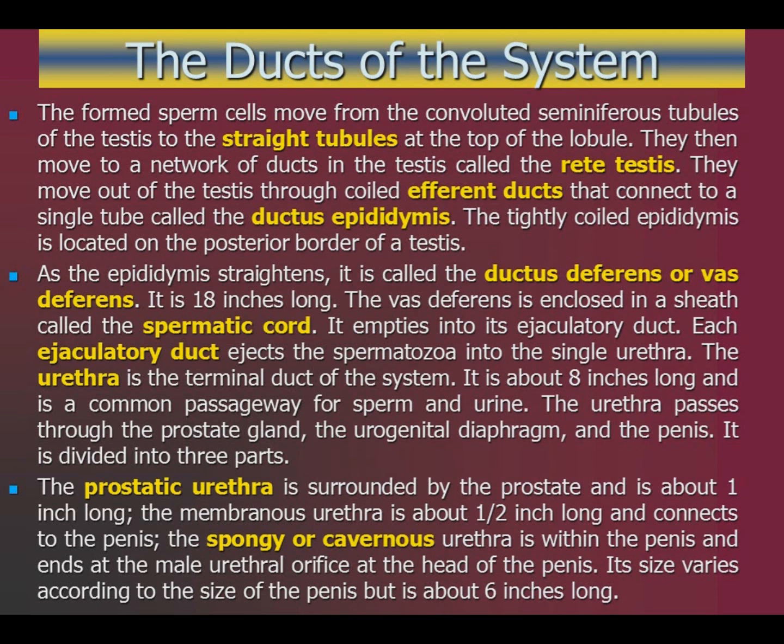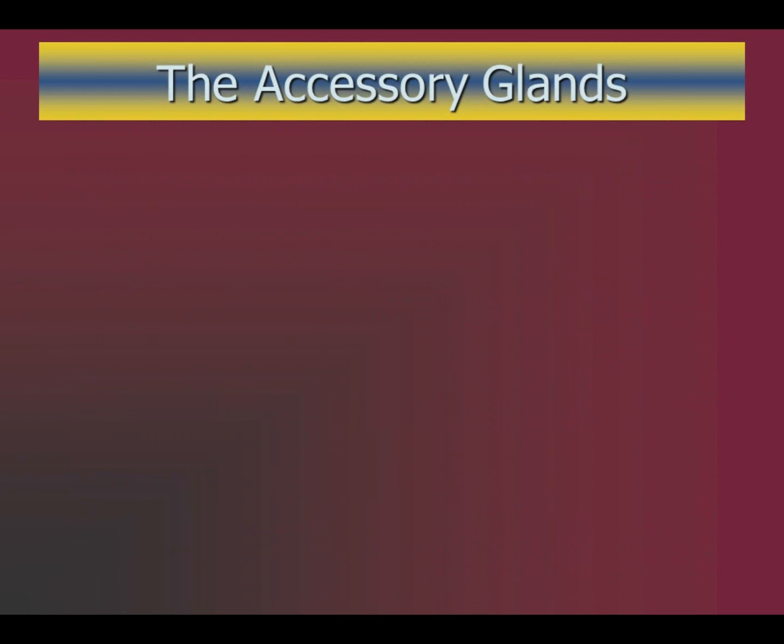It is about 8 inches long and is subdivided into 3 parts: the prostatic urethra, which is surrounded by the prostate gland and is about 1 inch long; the membranous urethra, about 1/2 inch long, which runs from the prostatic urethra to the penis; and the spongy or cavernous urethra, found within the penis and about 6 inches long, but varying according to the size of the penis. The spongy urethra enters the head or bulb of the penis and terminates at the male urethral orifice.